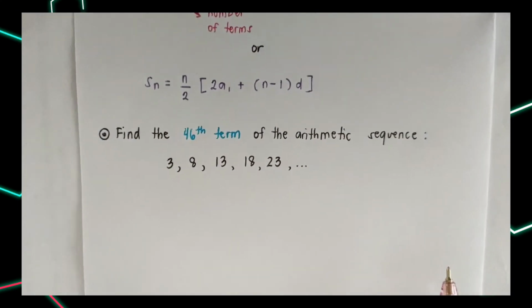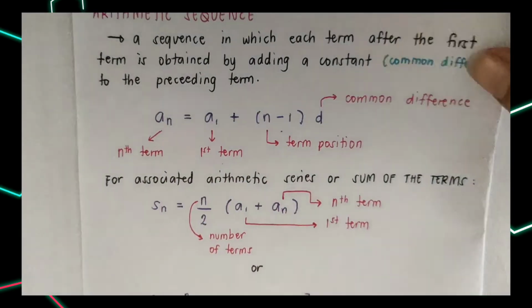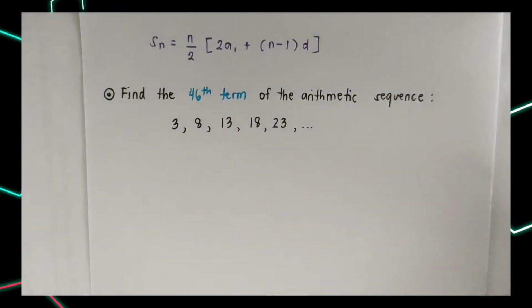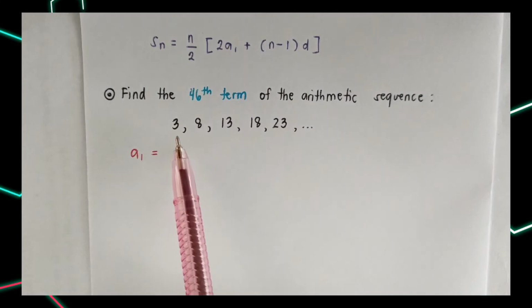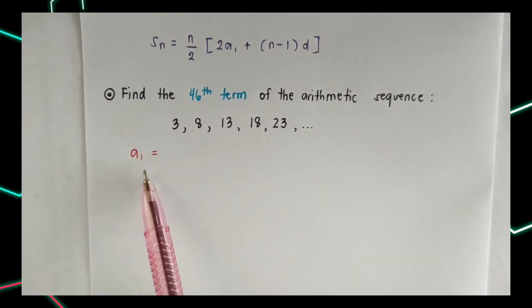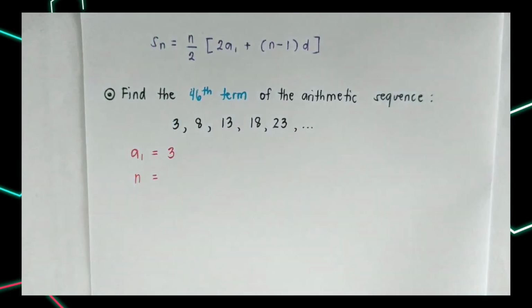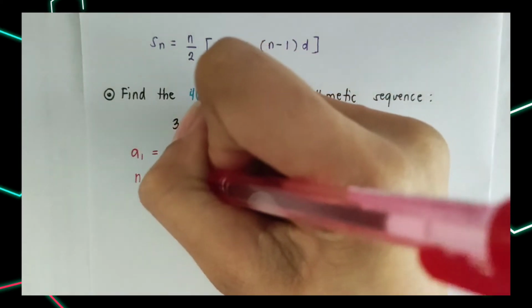First, let us write the given values of our a sub n, a sub 1, n, and d. Then later on, we will substitute those values in this formula. Our first term or our a1 based from the given is of course 3. So we will write a sub 1 is equal to 3. Next, what is our n? Based from my explanation a while back, the n there will be the given term, which is the 46th term. So we will write n is equal to 46.